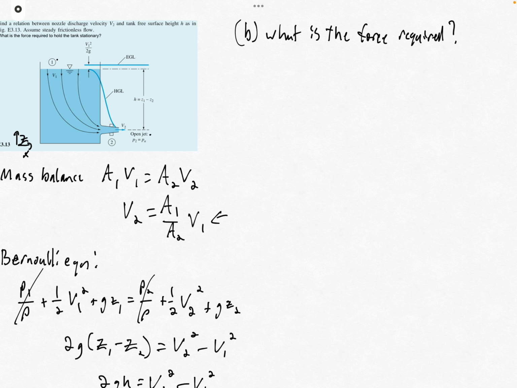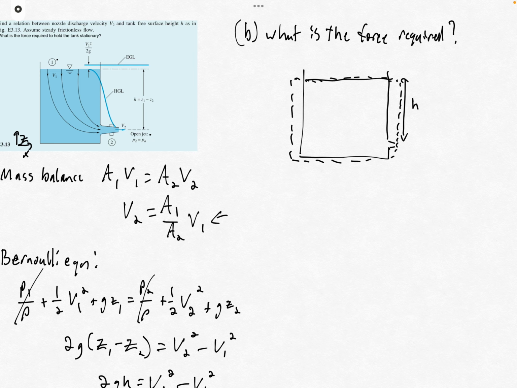And now here we're going to redraw this, so we can start drawing our control volumes, our control surfaces. So we have a tank, some hole in it. We know the height here is h, and we're going to draw our control surfaces to be normal to the flow. And now the question is, what is the force that's required to hold the tank stationary?